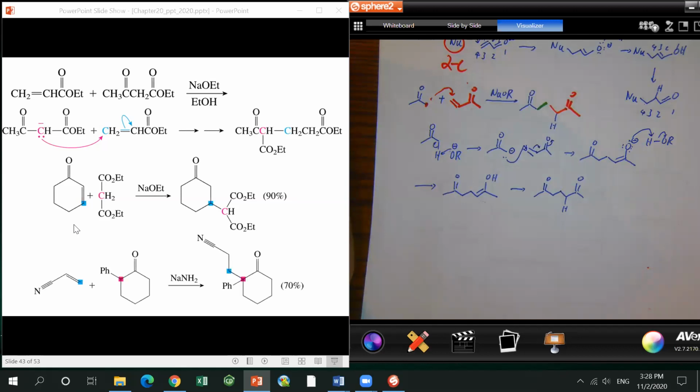And the last one is an even more interesting case. This time there is no carbonyl compound, so we use a conjugated nitro compound as the substrate.